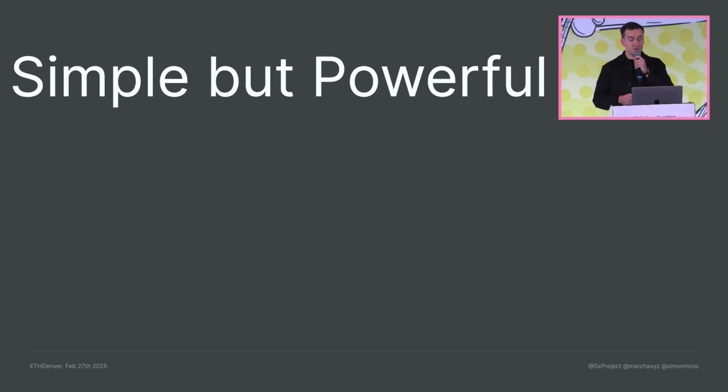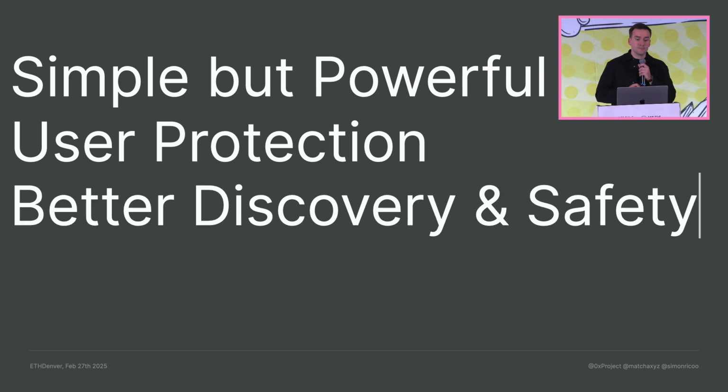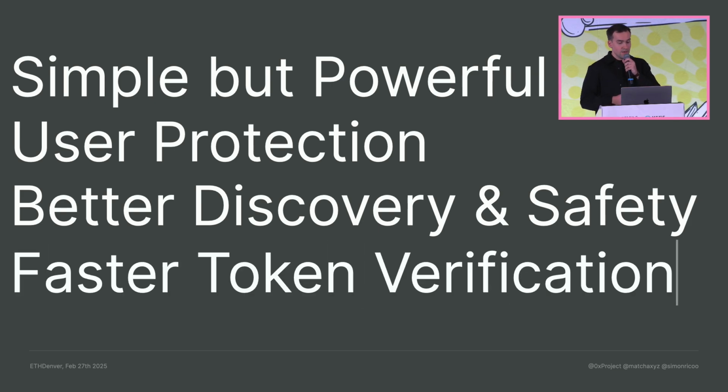So what are the takeaways? The search should be simple, but powerful. The user needs to have protection without additional friction. So we as builders need to push for better discovery and safety mechanisms. And finally, we need to find a way to verify the security of the tokens much faster, because there might be millions being stolen from users in just a matter of a few hours. And this is not throwing a really good light on our industry.